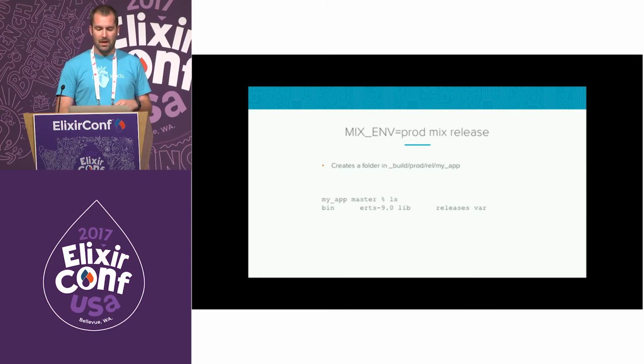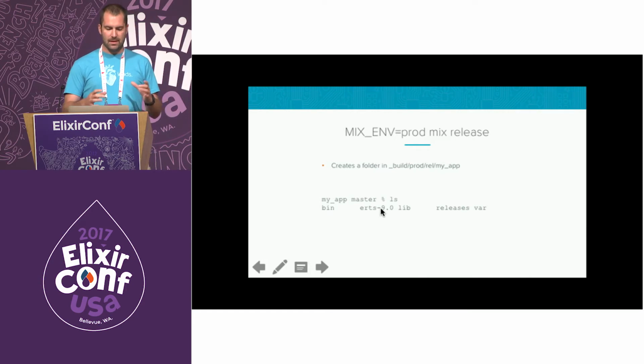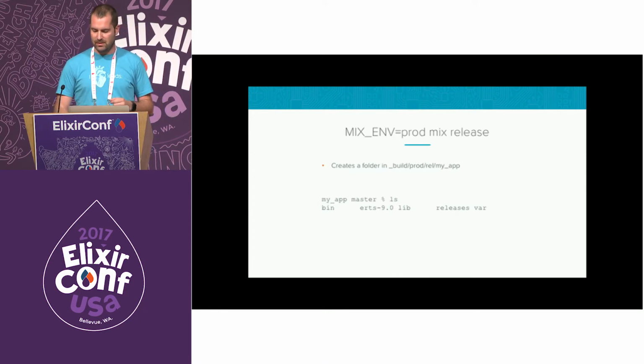Once you generate the release using Mix Release, it creates a folder out in build, prod, rel, and then your app name. This folder structure here is what gets shipped out to the server. So anything that's using Distillery, this is what you'll see out on the server.